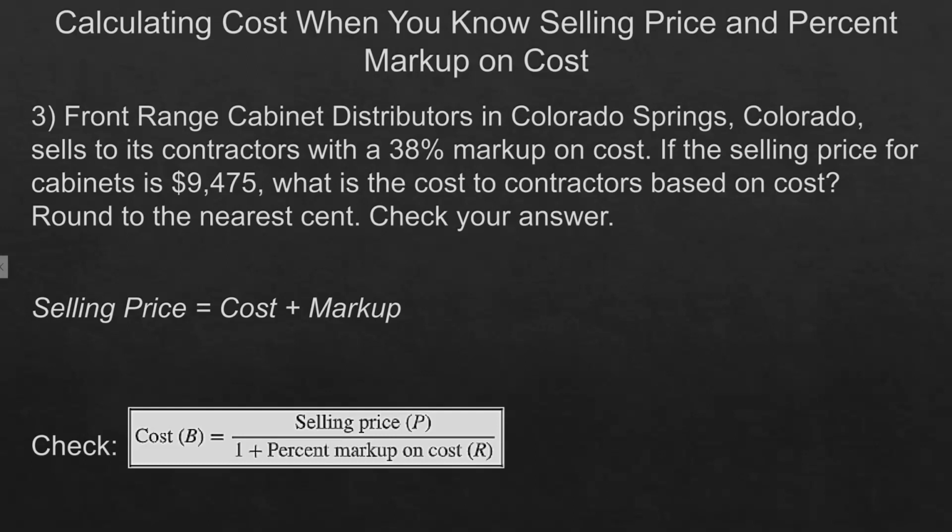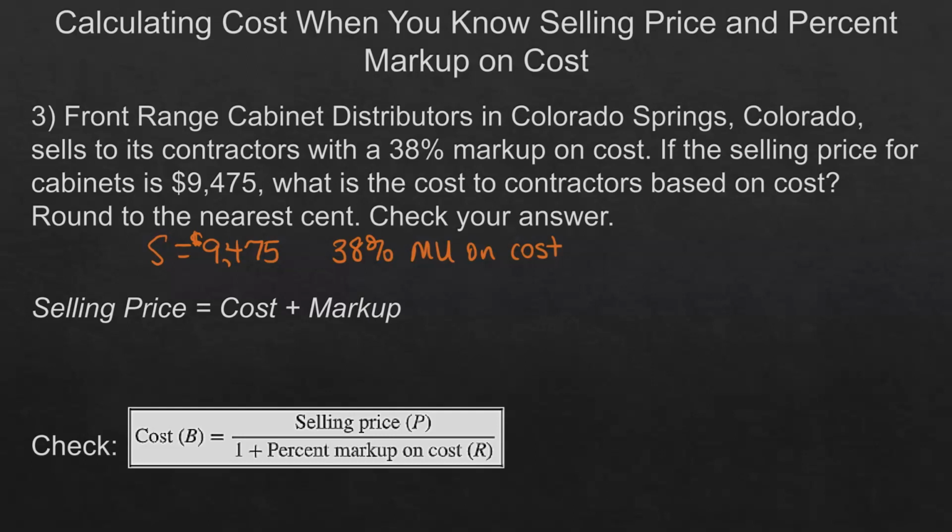Once again, I'm going to set this up with the equation because I feel like with the equation you can always end up telling what you can do. I don't care how you solve these, but you have to be able to show, here's how I got this. Sometimes you go off in the wrong direction, so you must be careful. So notice here, selling price is $9,475, right? And our markup is on cost, so it's a 38% markup on cost.